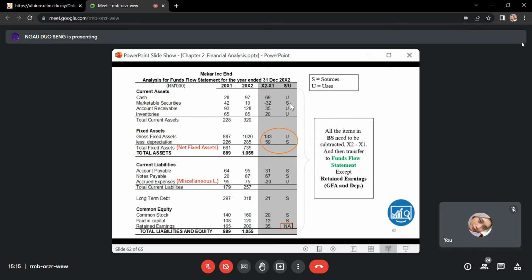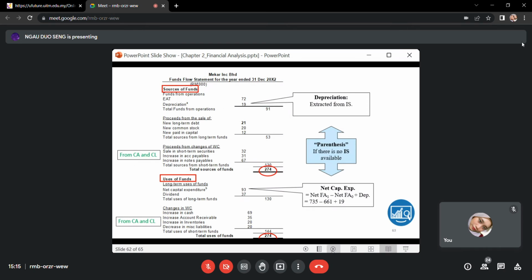So you check, this one is sources. So marketable security is one, a current asset. For sources from current liabilities we have account payable and notes payable. So you just move them here. Right? This one is working capital sources, working capital sources. Right? And then we have the uses of fund, long-term uses of fund.